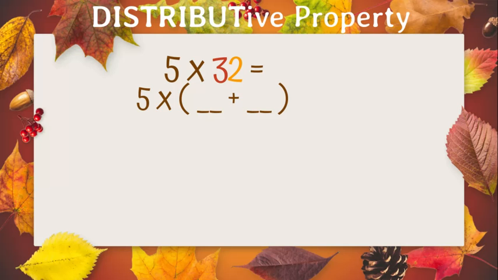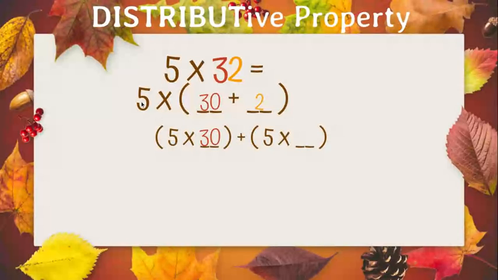Let's see if you guys can figure this out. That's right, 30 plus 2. Remember what's next? The distributive property. That's right, I'm going to have to distribute the 5 to the 30 and the 5 to the 2. So I'm going to bring down the 5 times 30 plus the 5 times 2. Do you remember what's next? Yes, I'm going to have to figure out what's in my parentheses and what's the value.